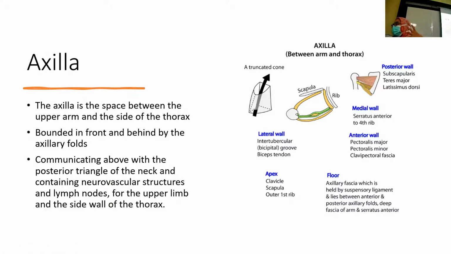It's held by suspensory ligament, and like I said, it lies between the anterior and posterior axillary fold, deep fascia of the arm, and also your serratus anterior. The medial wall is your serratus anterior to the fourth rib. The anterior wall I've covered. The lateral wall is the intertubercular groove and also your biceps tendon. The apex of your axilla is your clavicle, your scapula, and also the outer first rib.